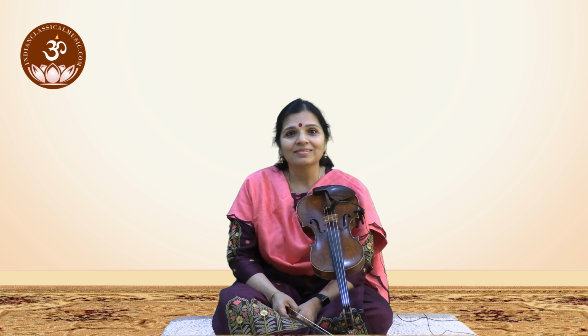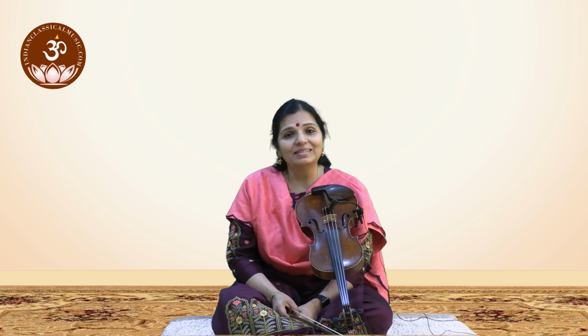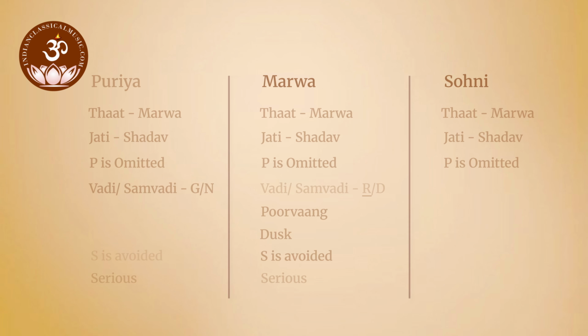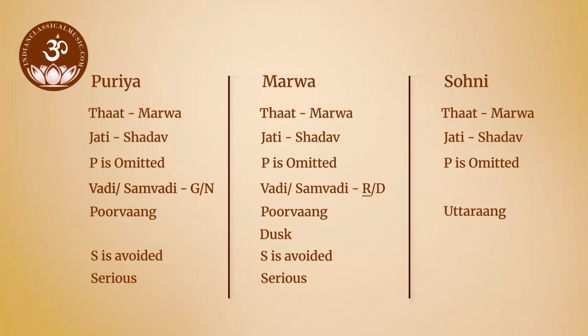The first thing you must have noticed is that I started really high, which says Sohni is an uttarang-pradhan raga with Vadi Dha and Samvadi Ga. Another difference is Sohni is more chanchal and quick in its movement, in its phrases. And if you noticed, I did not avoid the Sa like I did in Marwa and Puriya.